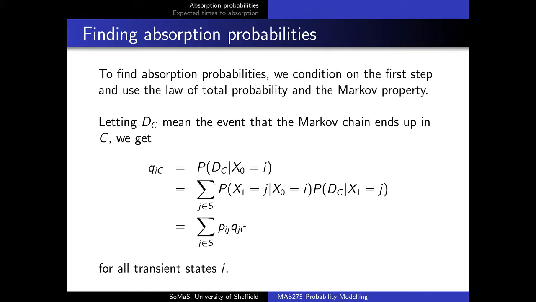So we get that Q_i^C is the sum of P_ij Q_j^C over any other j. So this is interesting for i a transient state, of course, because if i is not a transient state, then we already know that this is 1 if i is in C, and this is 0 if i is not in C. So we get these linear equations.